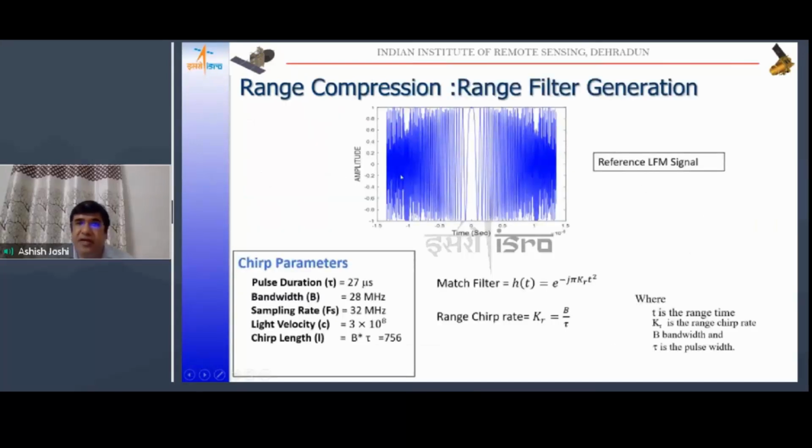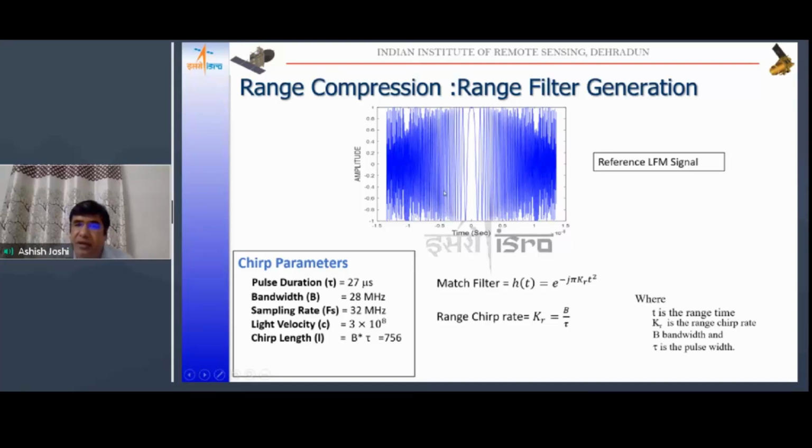The first thing we have to do is the range compression. In the range compression, first we have to make the match filter. This is the match filter we have to make: exp(j pi KR t square). KR is called the range chirp rate, which is given by B by tau.